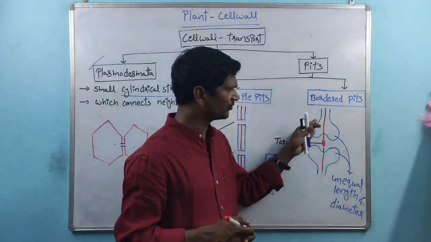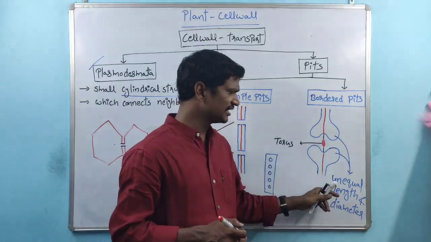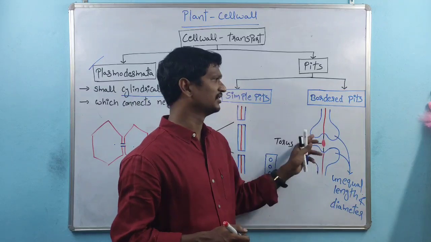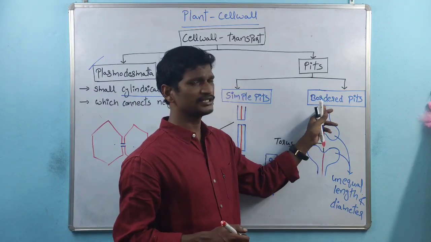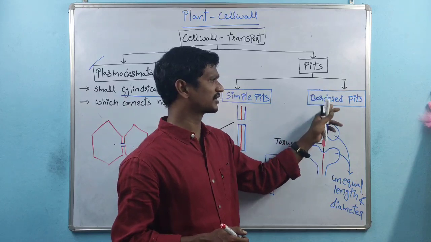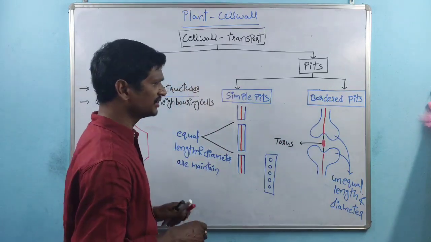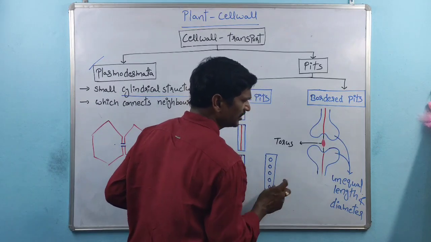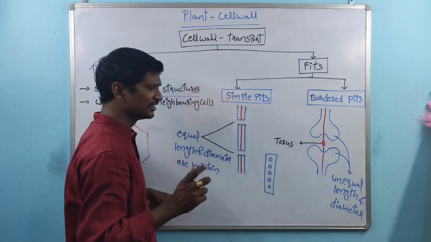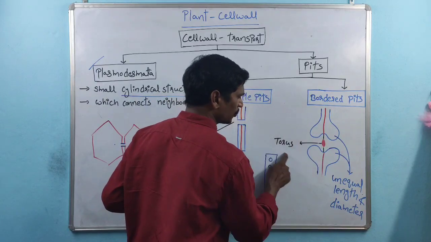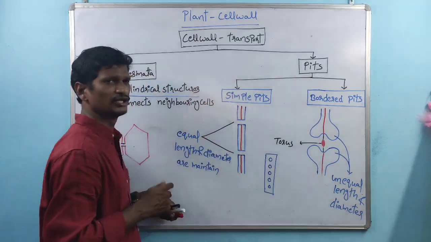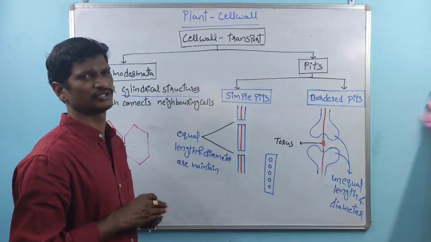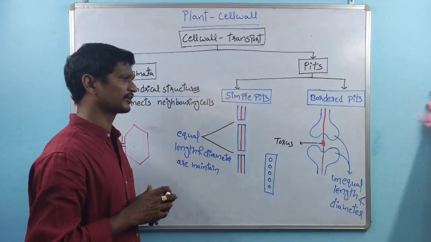So what I am saying is that within bordered pits there is an unequal length and diameter. This kind of pit is called a bordered pit. In the bordered pit structure, at the center of the pit there is a ring-like structure. The ring-like structure is called the torus. The torus is involved in the protection process.